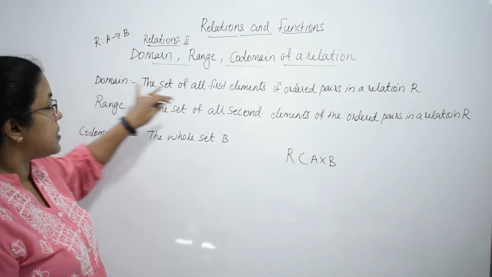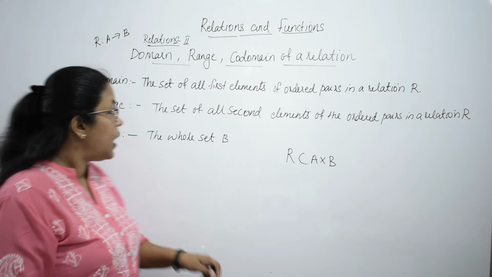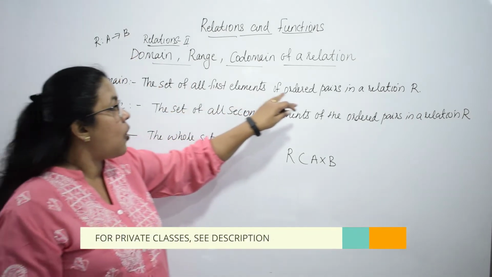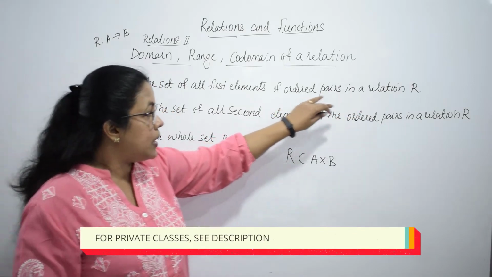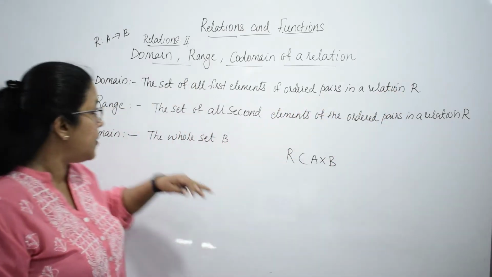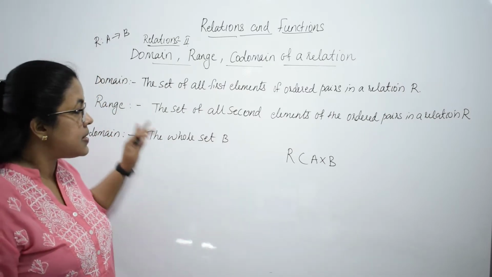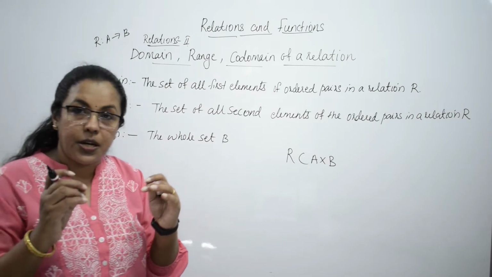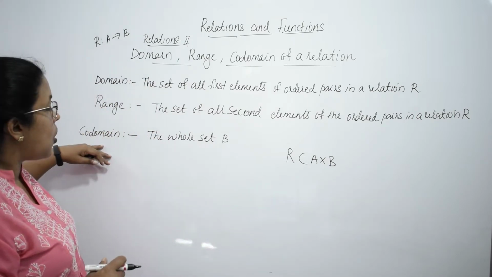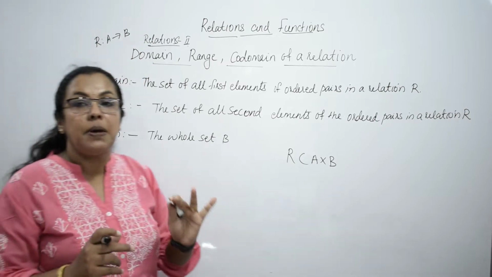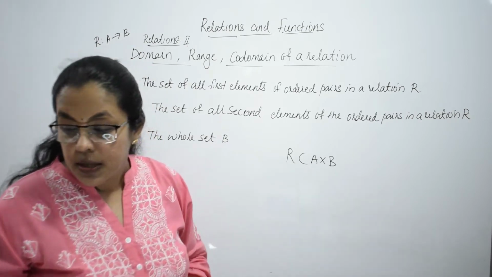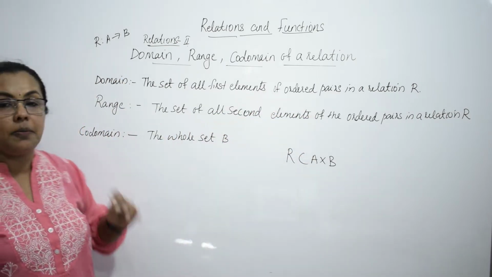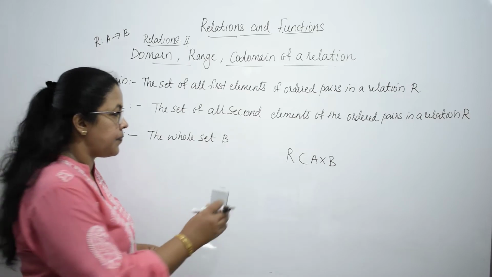Then, what is domain of the relation? If R is a relation from A to B, then the set of all first elements of ordered pairs in the relation gives the domain. And set of second elements of ordered pairs in the relation gives range. Codomain is the whole set B itself. Let us understand the concept of domain, range and codomain with the help of an example.